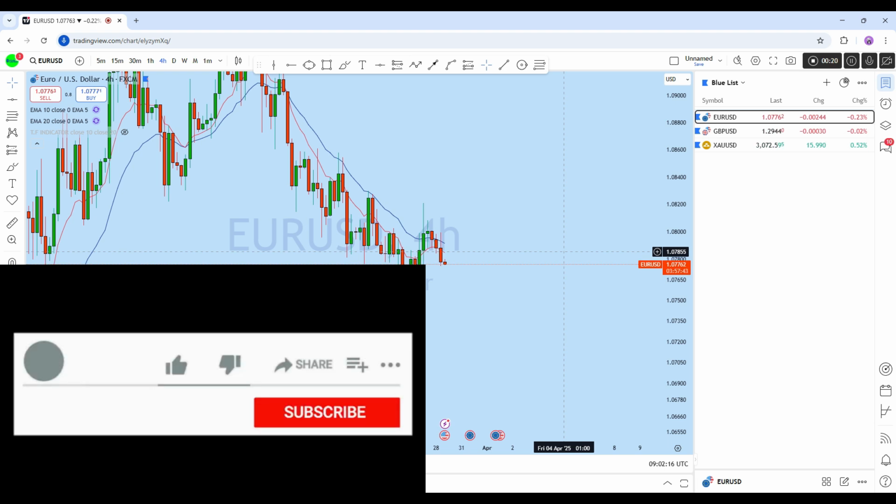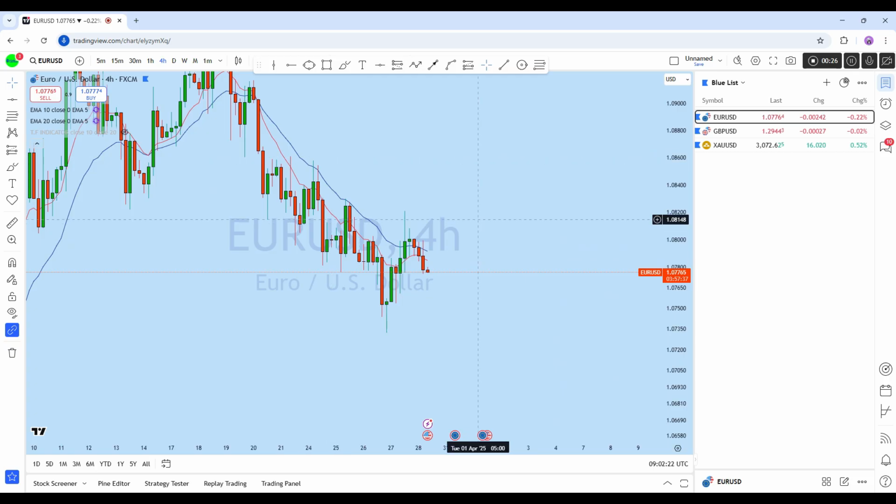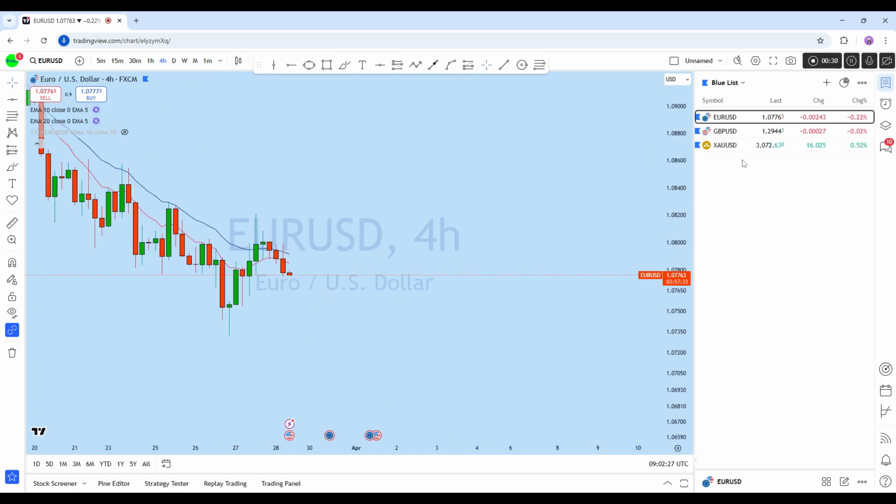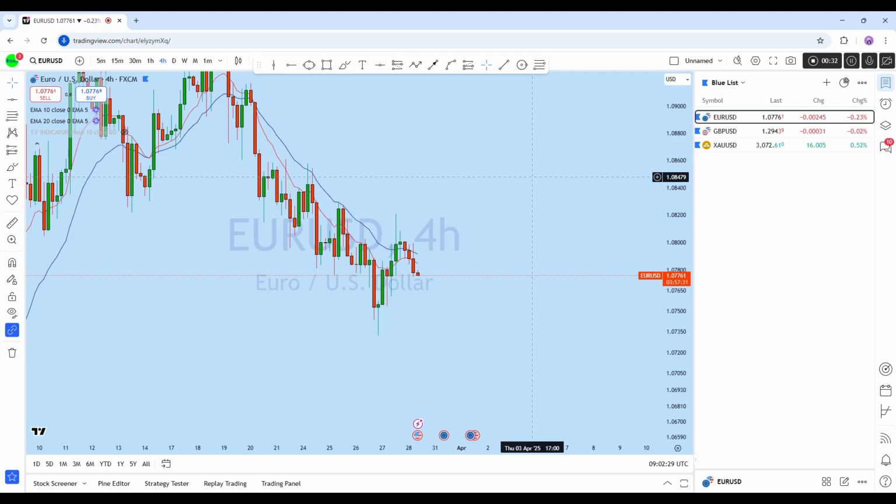So let's see what kind of trading opportunity we can find in those instruments, beginning with EURUSD first of all, to see the overall picture in this market, and then we'll be looking at GBPUSD and gold. So make sure, guys, you stick till the end.